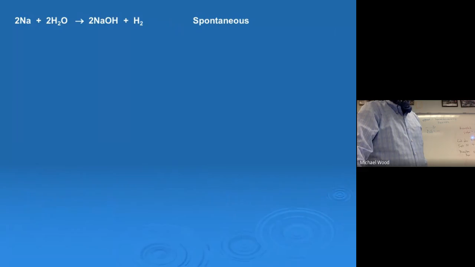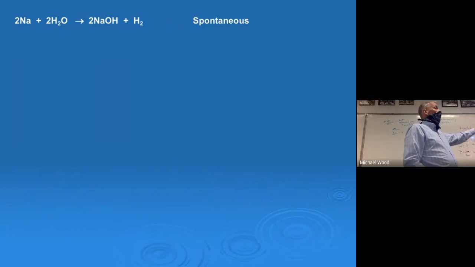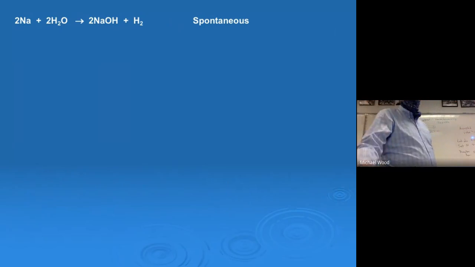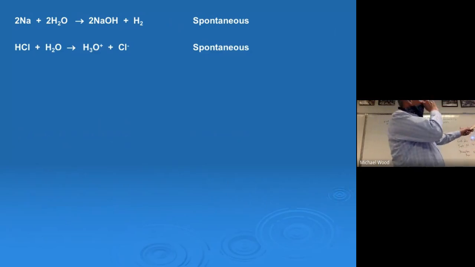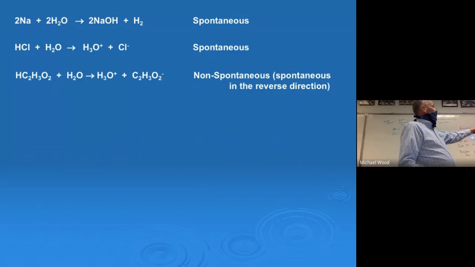Okay, real quick, I want to go through these. You don't need to write these down, but here are some reactions that are spontaneous or not spontaneous. If you take an alkali metal plus water, it's very reactive, so it'd be spontaneous. If we take a strong acid and put it in water, it's spontaneous. It's just going to dissociate. But if we put a weak acid in water, it'd be non-spontaneous because it's going to go back more to the left. There, Megan, I should have had a double arrow.